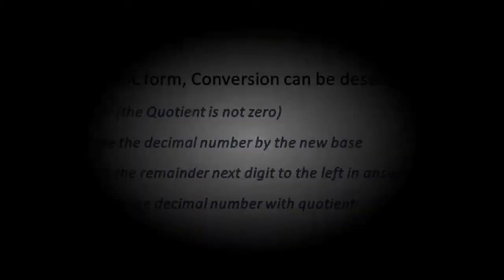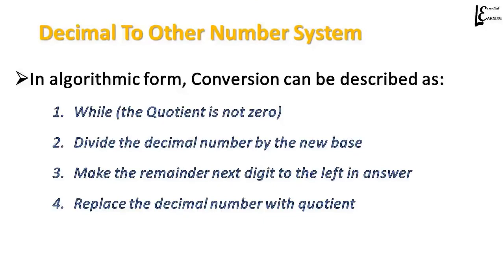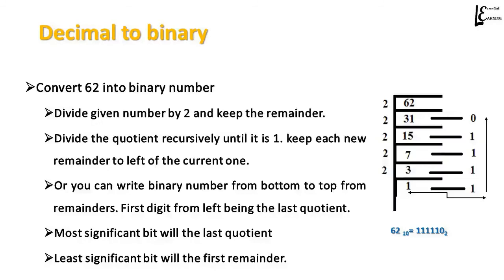In algorithmic form, conversion can be described as: while the quotient is not 0, divide the decimal number by the new base. Make the remainder the next digit to the left in the answer. Replace the decimal number with the quotient. Converting decimal number 62 into a binary number. Divide the given number by 2 and keep the remainder. Divide the quotient recursively until it is 1. Keep each new remainder to the left of the current one.